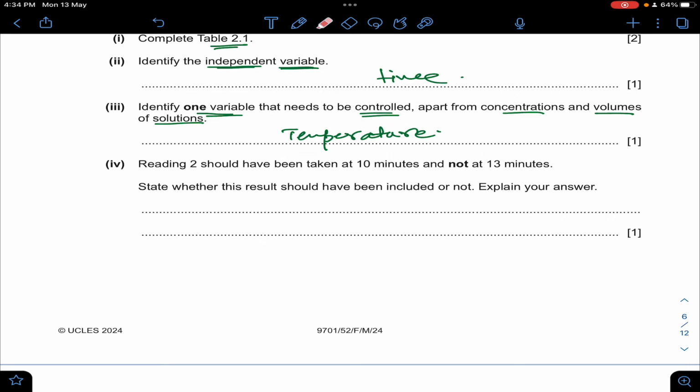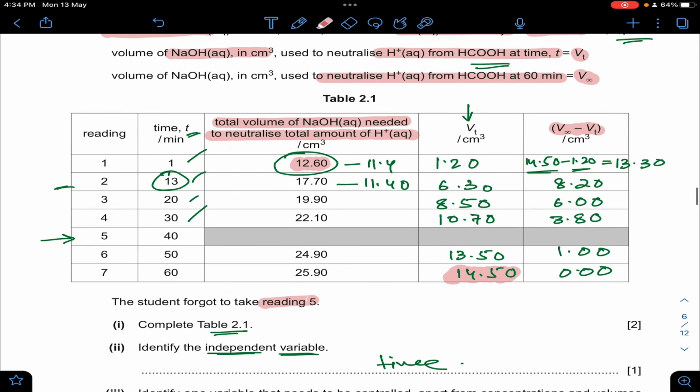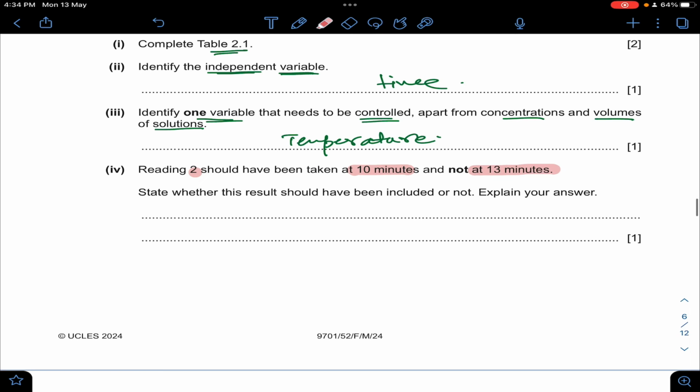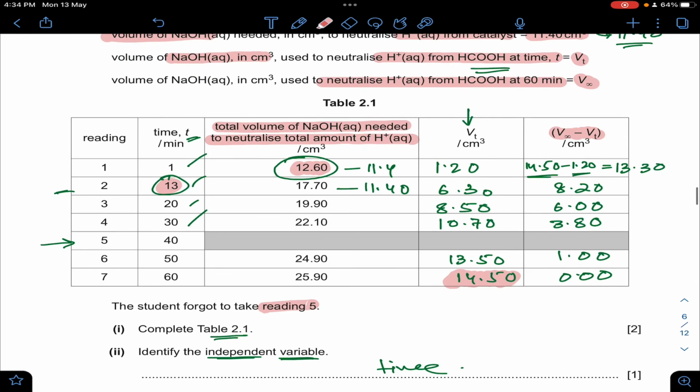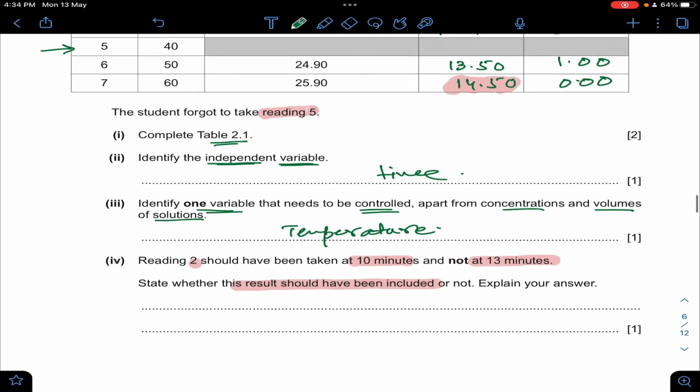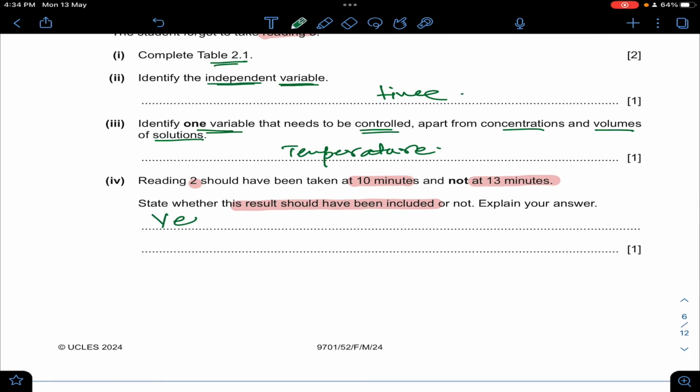Reading 2 should have been taken at 10 minutes and not at 13 minutes, because there is a difference of 10 minutes in every reading, but reading 2 is at 13 minutes, so it should be taken at 10 minutes. State whether this result should have been included or not. Explain your answer. Yes, this will be included because it is following the trend. As the time is increasing, the Vt, the volume of NaOH, is also increasing, because with the passage of time more methanoic acid will be produced. So yes, this is reliable, and we can use it.